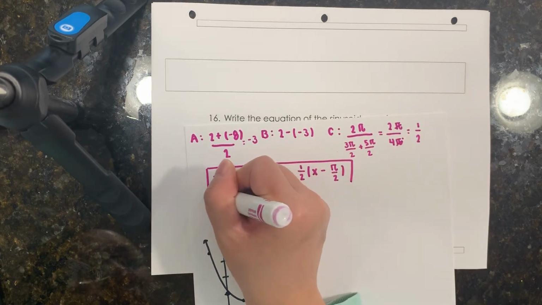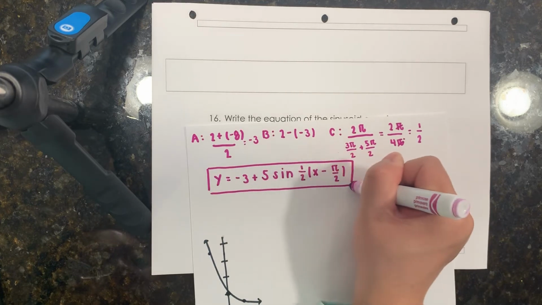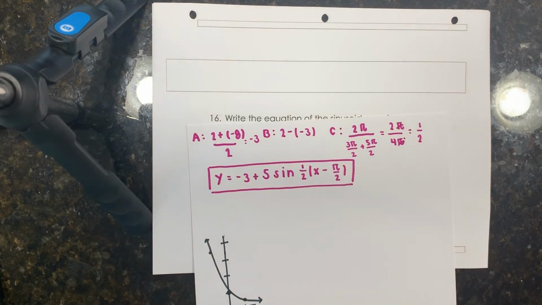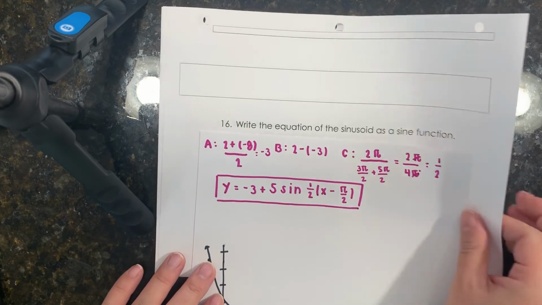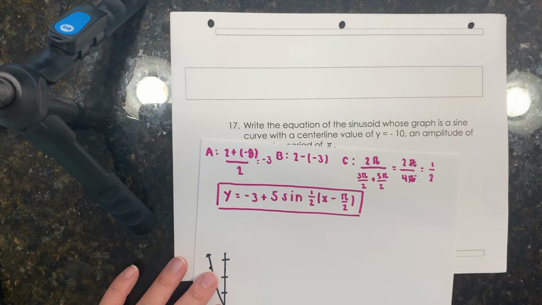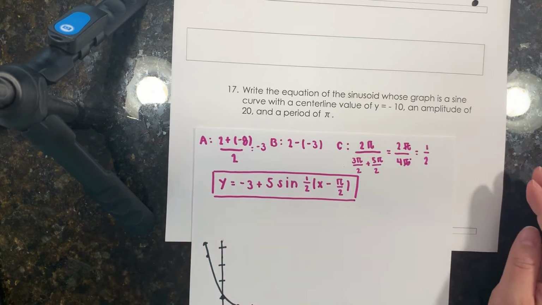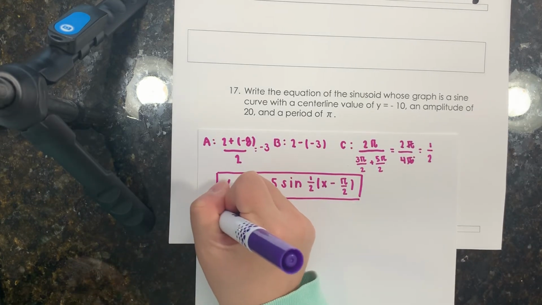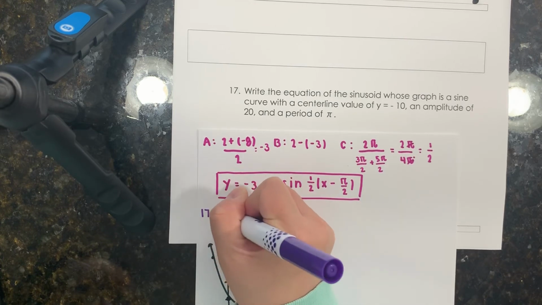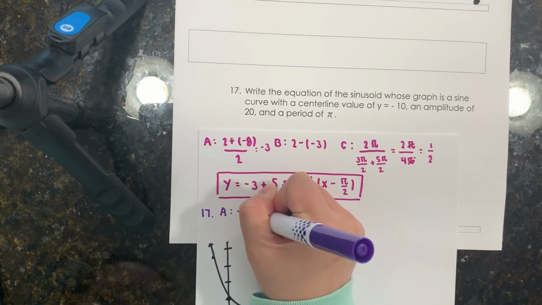Okay, and for your C, you should never have a pi in there. It should always just be a fraction or a whole number. Okay, that's number 16. Now number 17, it says to write the equation of the sinusoid whose graph is a sine curve with a center line at y is equal to negative 10. So for 17, they give us that our center line A is going to be at negative 10.